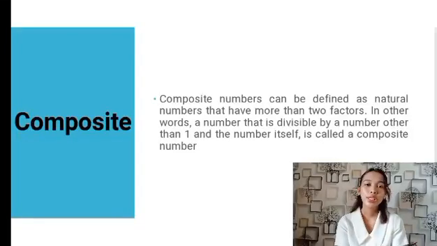Question number 9. A blank number has 3 or more factors. The answer is composite. Composite numbers can be defined as natural numbers that have more than 2 factors. In other words, a number that is divisible by a number other than 1 and the number itself is called a composite number.